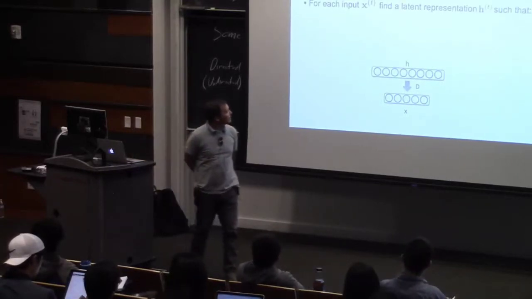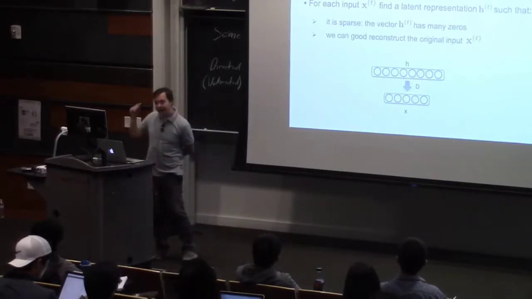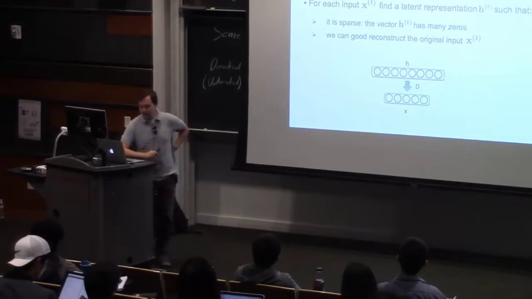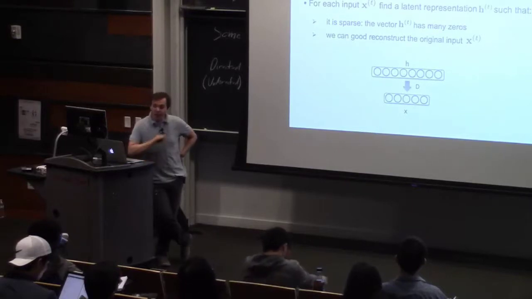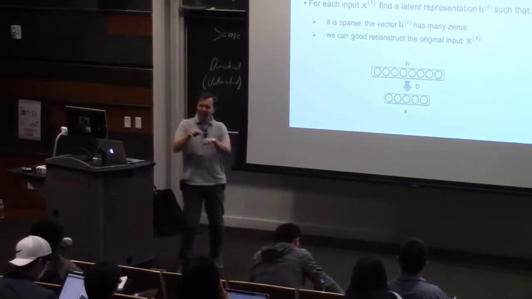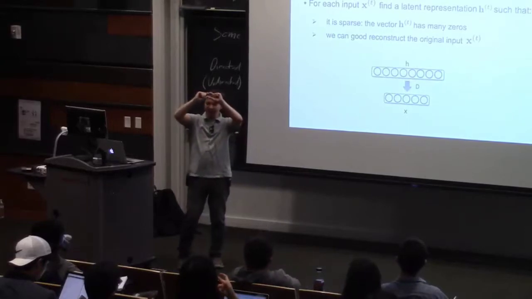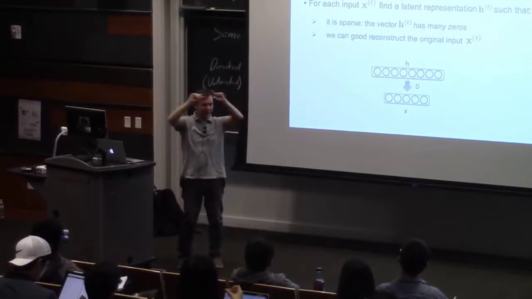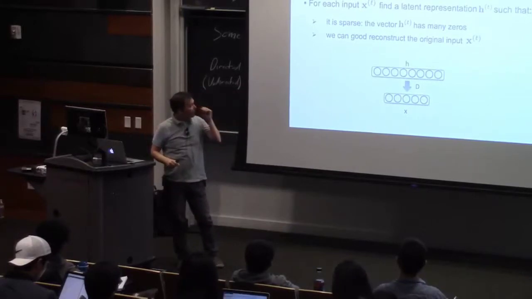And here's the idea. For each input X, you're going to find a latent representation H, the hidden state H, such that it's sparse. The vector H has many zeros. So you want your representation to be sparse, kind of like in a restricted Boltzmann machine. When you sample the states of the hidden variables, you end up with a binary representation, mostly zeros and then some ones. So here it's the same kind of idea.